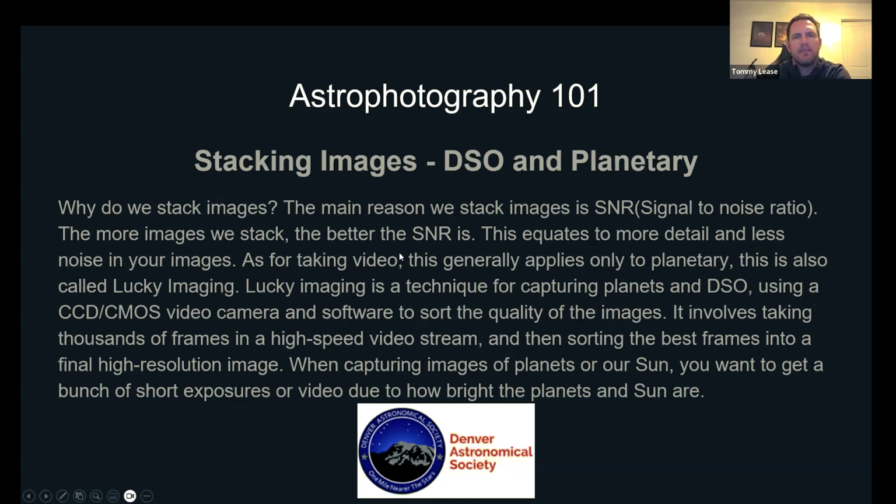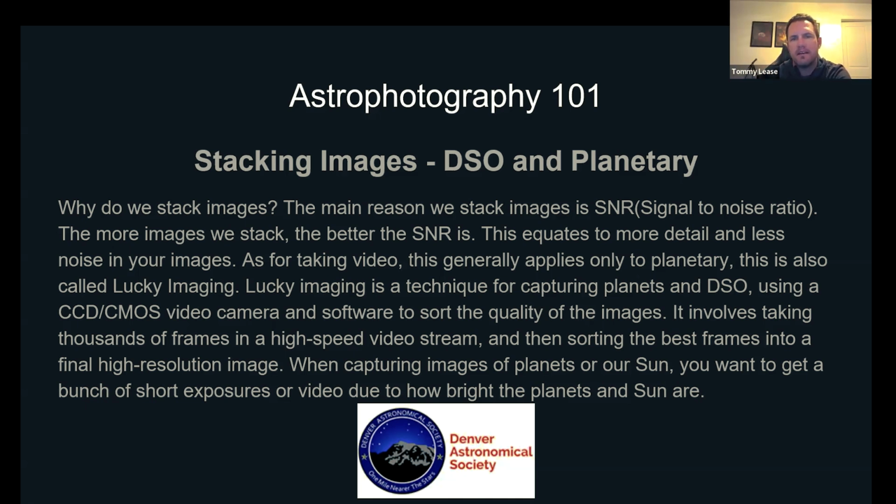So talking about stacking images, both with DSO and planetary. So why do we stack our images? The main reason we stack our images is SNR, or signal to noise ratio. The more images we stack, the better the SNR is. This equates to more detail and less noise in your images. As for taking video, this generally applies to planetary. This is also called lucky imaging.